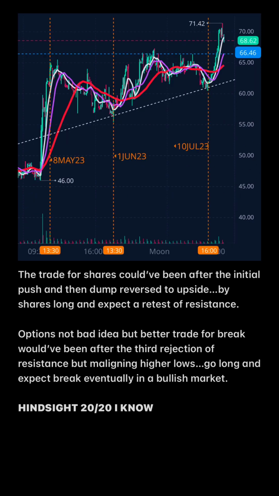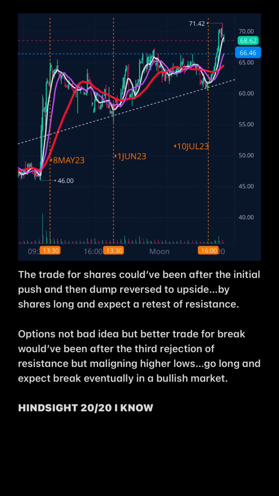Now, the trade could have been for shares. You could have gone in after the initial push, and then the dump reversing to the upside would have been a good opportunity for shares long, with the expectation of a retest at resistance. Now, options, not a bad idea at that point either, but it would have been a better idea to go ahead and get in on the third rejection off the resistance, expecting malingering down there at the low levels with the higher lows, and go long and expect a break eventually for the bullish movement.